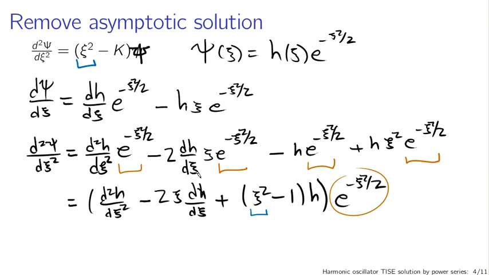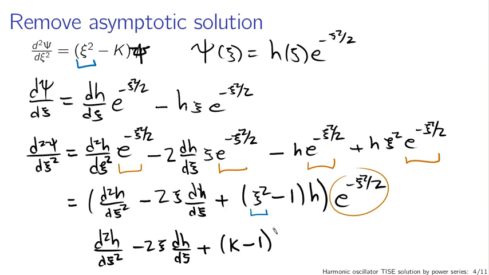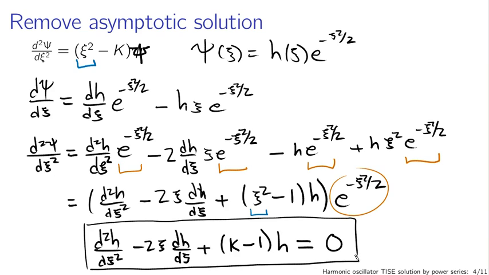So what I'm left with, in the end, the final differential equation, after rearranging some terms, is d squared h d xi squared minus 2 xi dh d xi plus, rearranging constants, you end up with a k minus 1 h. And that's it. This is all just equal to 0. So this is our transformed ordinary differential equation. This is what we want to solve with power series. So how do we solve this? This doesn't really look all that more simple than the equations we started with.